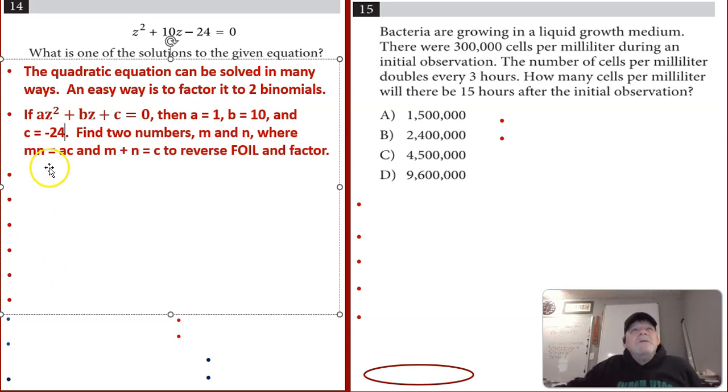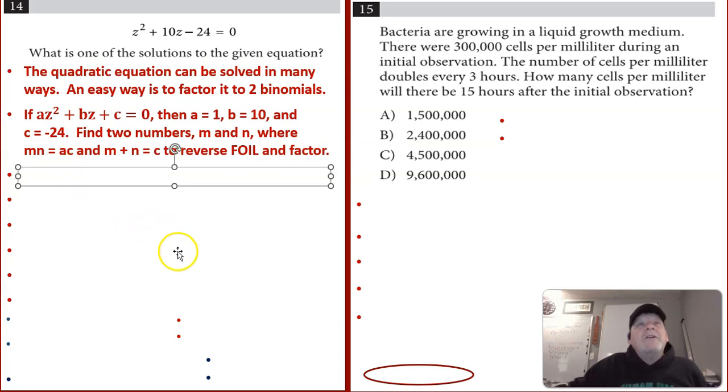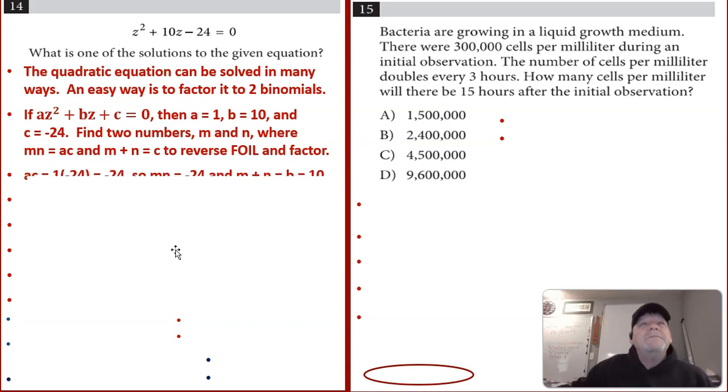Okay? So it says, find the two numbers m and n, where mn is equal to ac. So I'm going to take a times c, and m plus n is going to equal b, so that I can reverse FOIL and factor it. And these are explained in factoring videos that I've done in my Pre-Algebra curricula. You can search my YouTube channel if you need more help in this.